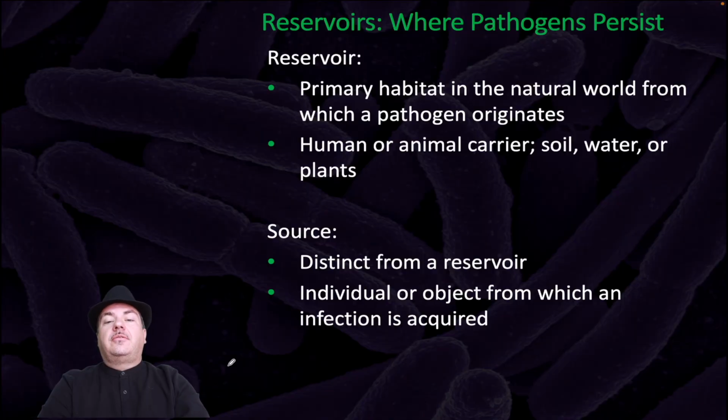Reservoirs are where pathogens persist. A reservoir is a primary habitat in the natural world from which a pathogen originates. This could be a human or animal carrier, soil, water, or plants. Source is distinct from a reservoir. This is an individual object from which an infection is acquired.